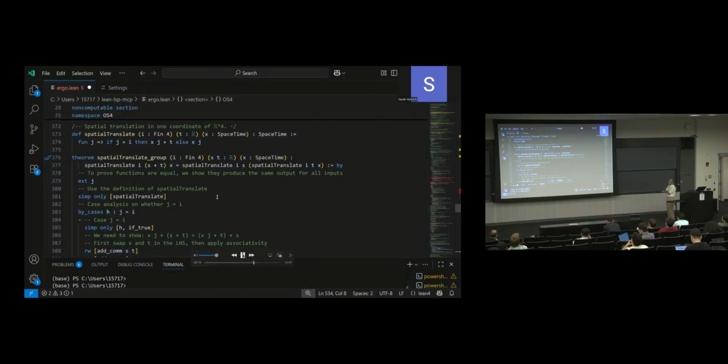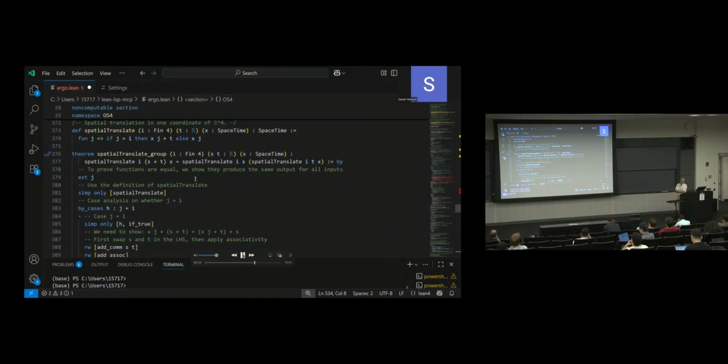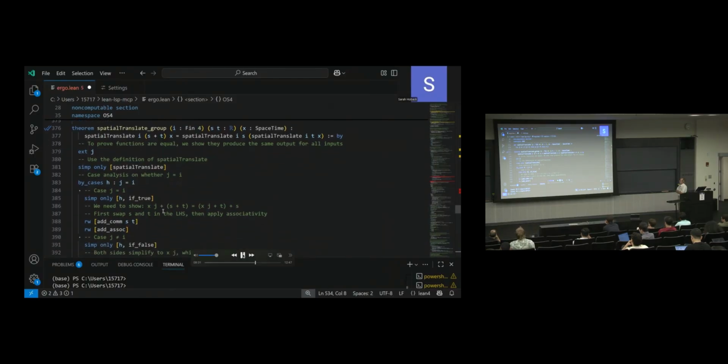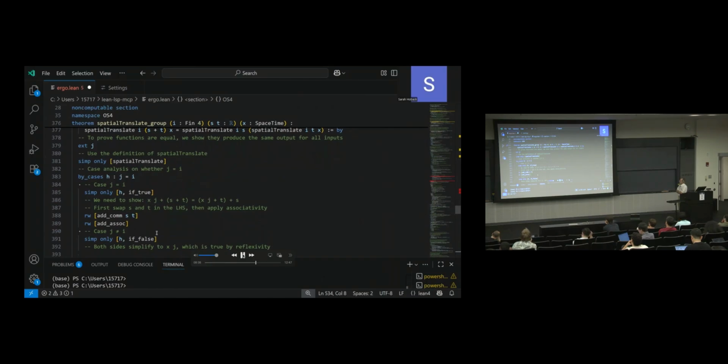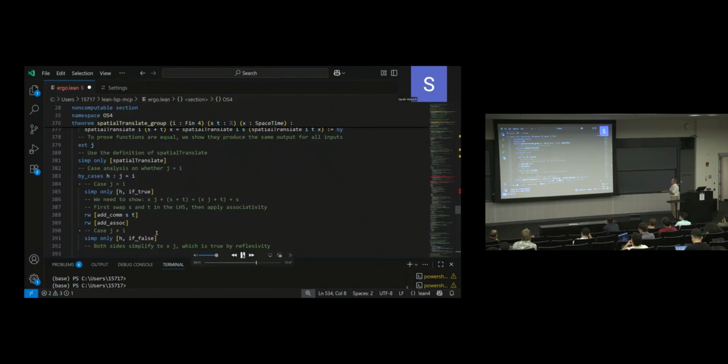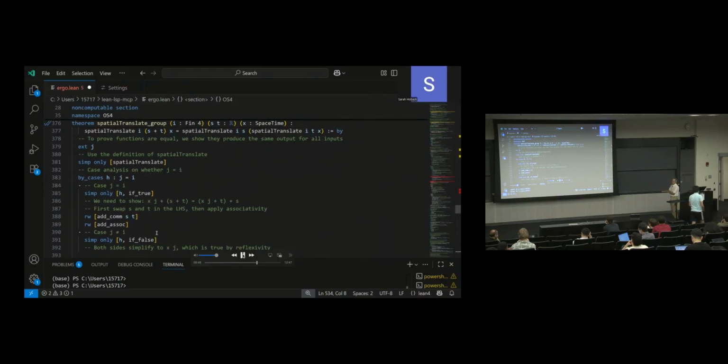So in the spatial translate group, it looks like this uses ext_j to prove two functions are equal, and it compares their values at each coordinate j. It unfolds the definition with simp only spatial translate, and it splits cases where j equals I or j does not equal I. If j equals I, it shows that xj plus s plus t is equal to xj plus t plus s via add_comm and add_assoc. And if j doesn't equal I, then both sides simplify to xj.